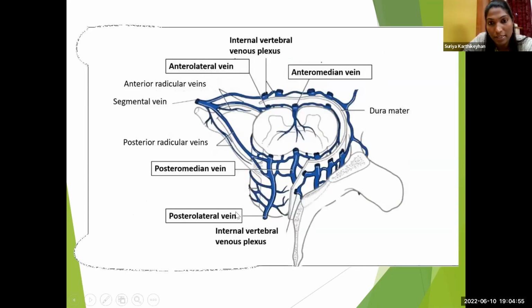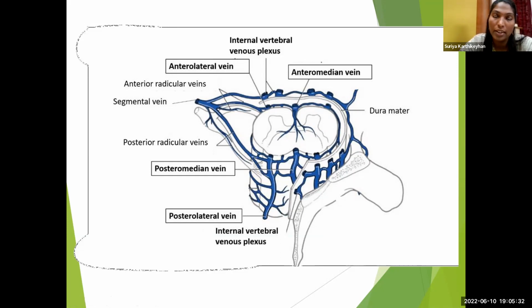These are the venous plexuses. Here is the inner gray matter and outer white matter. The channels run along the anterior median fissure, posterior median sulcus, and then anterolateral and posterolateral. All these form the segmental veins. Like segmental arteries, we also have segmental veins. Not only do these venous channels drain the vertebra and the spinal cord, we also have the segmental veins. These constitute the internal vertebral venous plexuses. These are all very important.